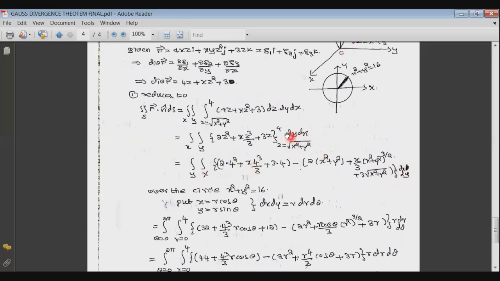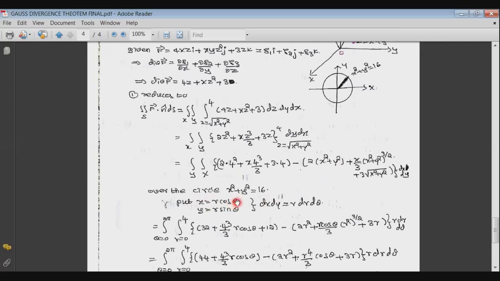Now here, if you take z equals 4, that is 2 into 4 squared plus x as it is, 4 cubed by 3, plus 3 into 4, upper limit minus lower limit. Wherever z is there, if you take square root of x squared plus y squared, we are going to get this. Now again, if we go on to evaluate this directly, that seems to be somewhat difficult. Let us go with polar coordinates, converting into polar coordinates.